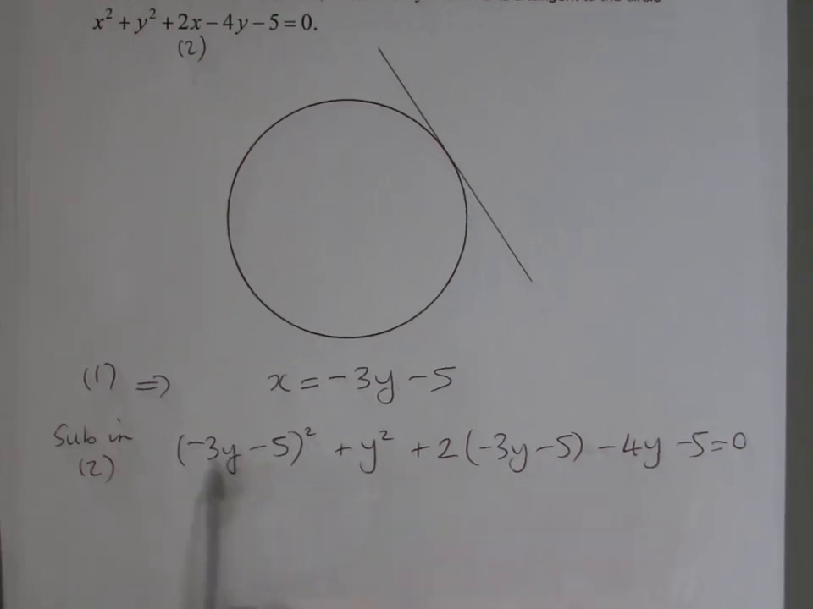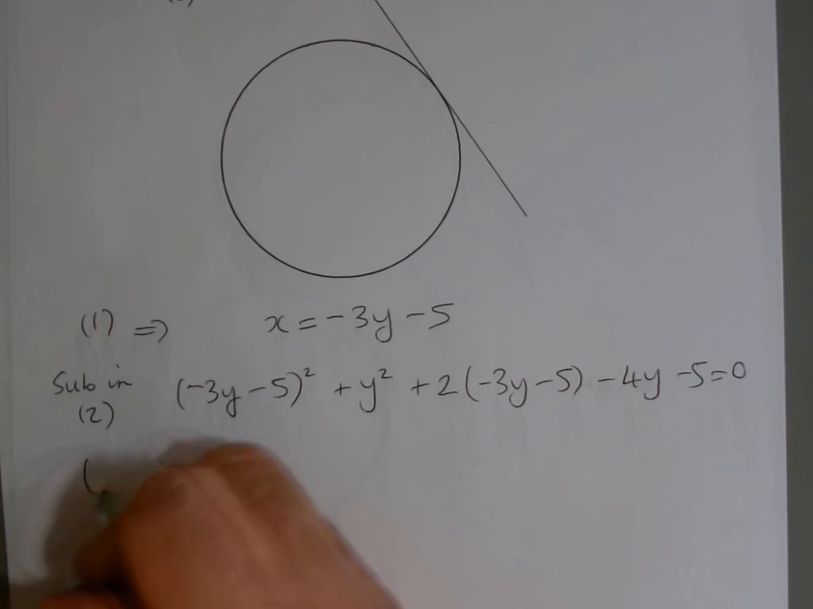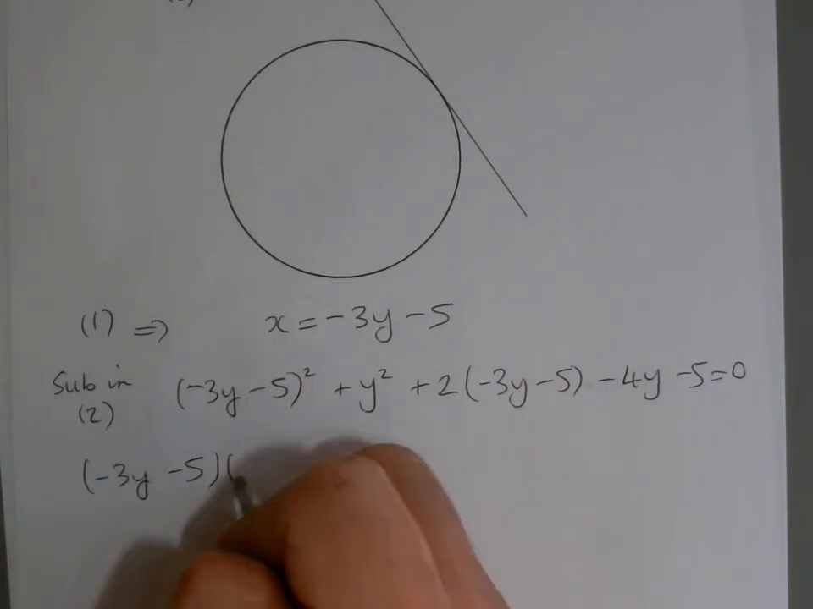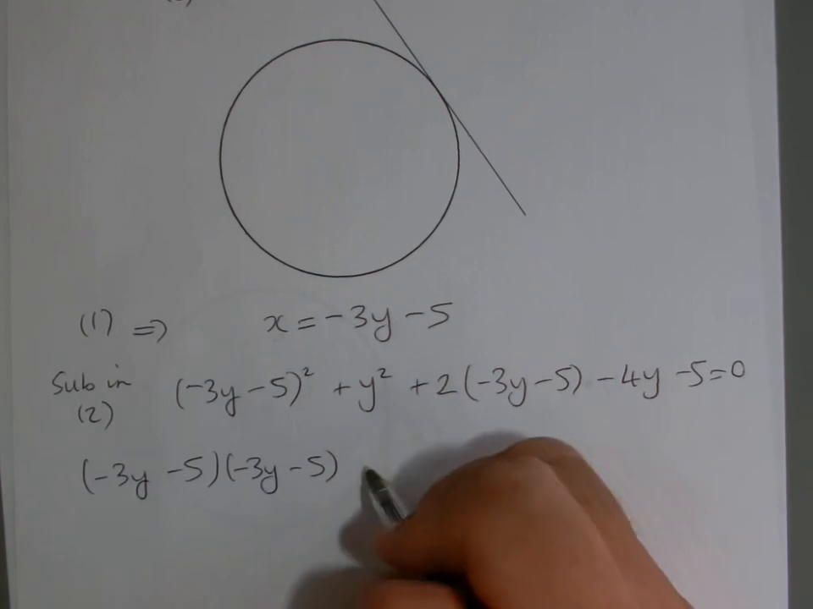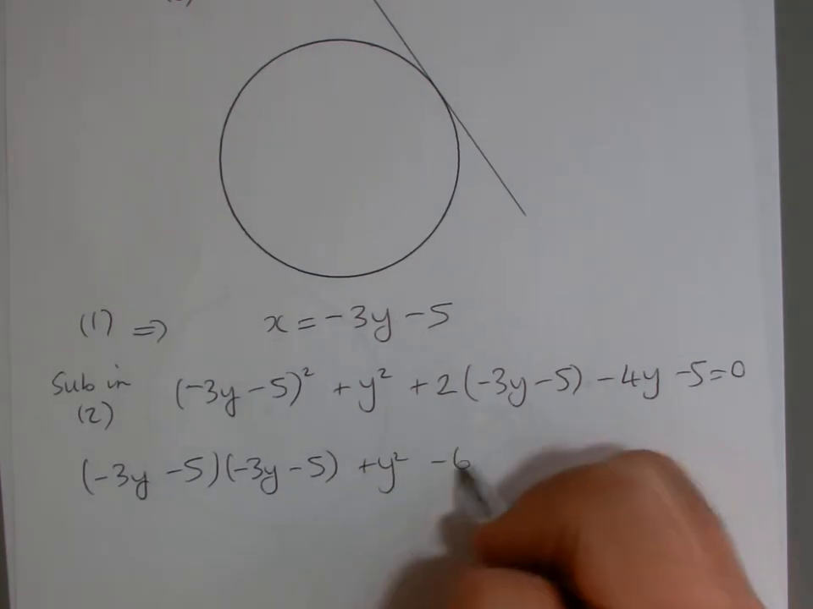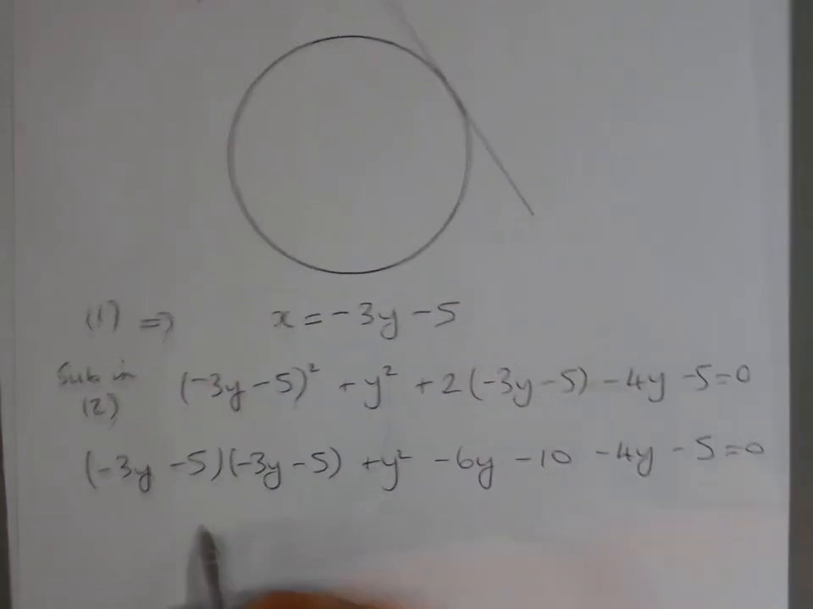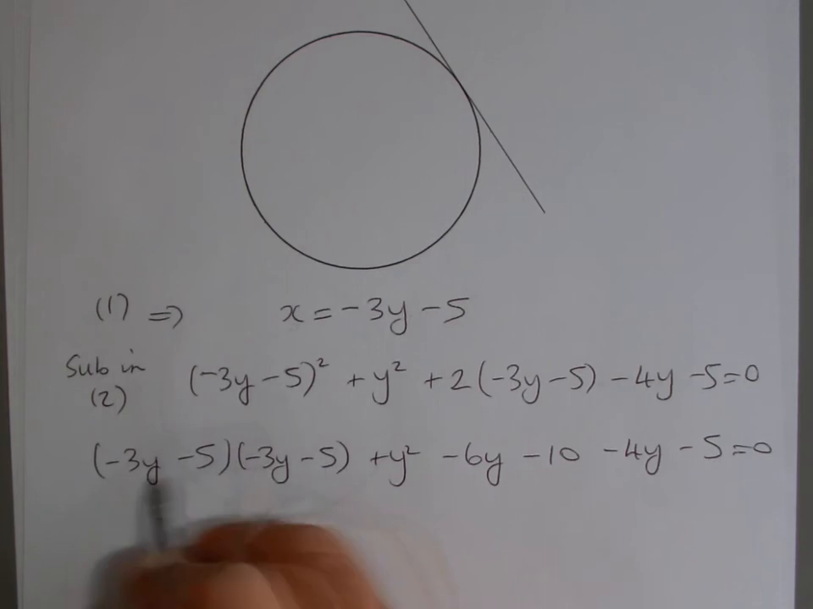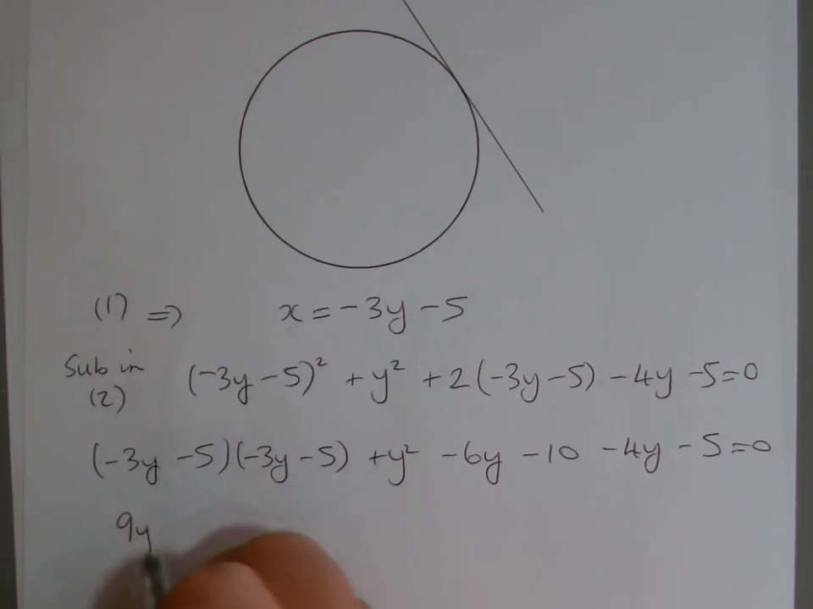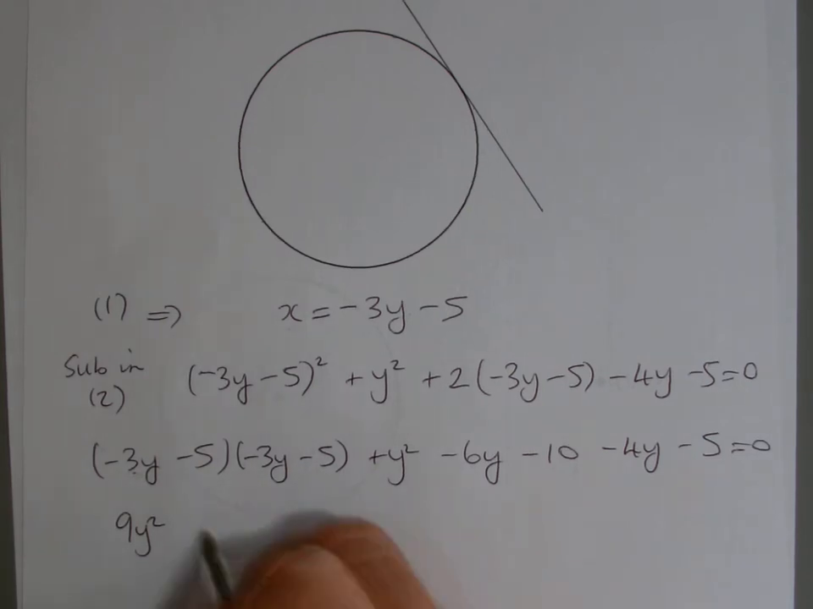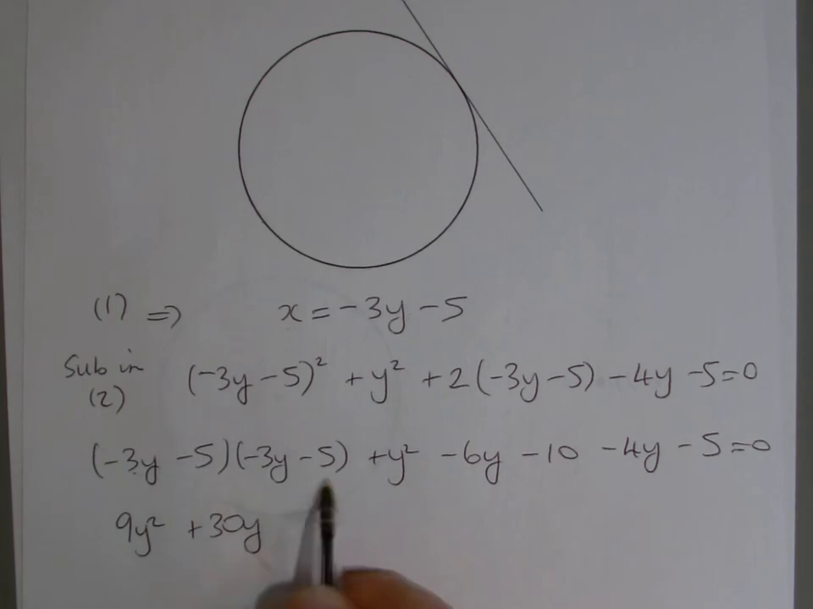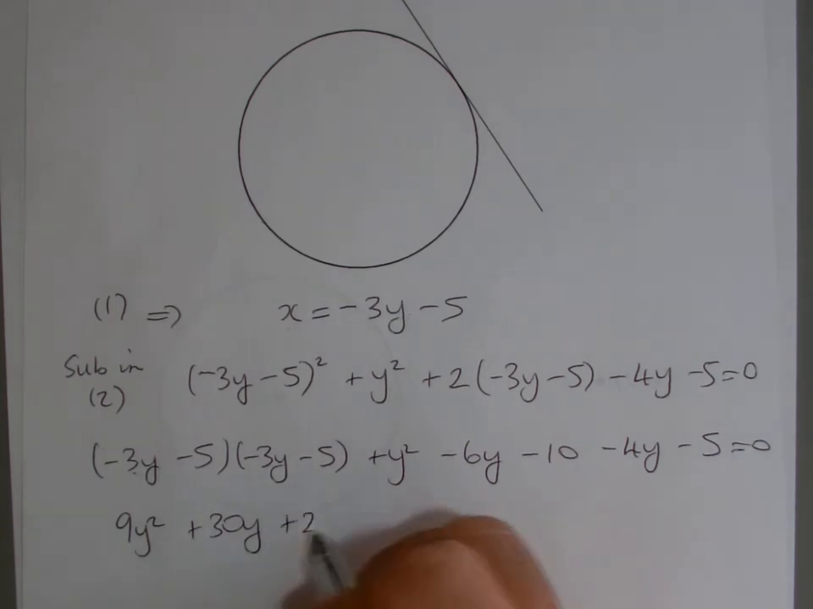So let's expand this now and simplify. Here we need to put a double bracket for this. And let's expand this: minus 6y minus 10. When I multiply out here, I get first, minus 3y times minus 3y is positive 9y squared. The outers, minus 3y times minus 5 is positive, minus times a minus, so positive 15y. The inners will also be positive 15y, so that'll be 30y. And last, minus 5 times minus 5 is positive 25.